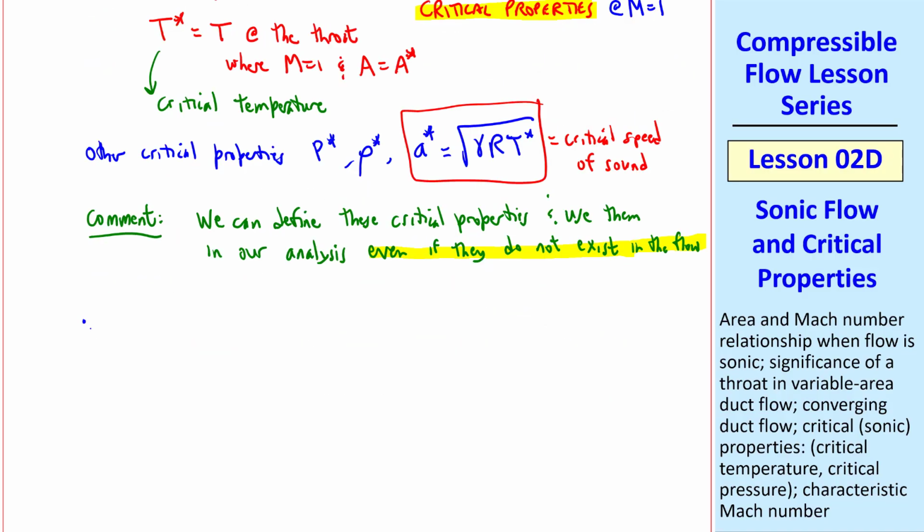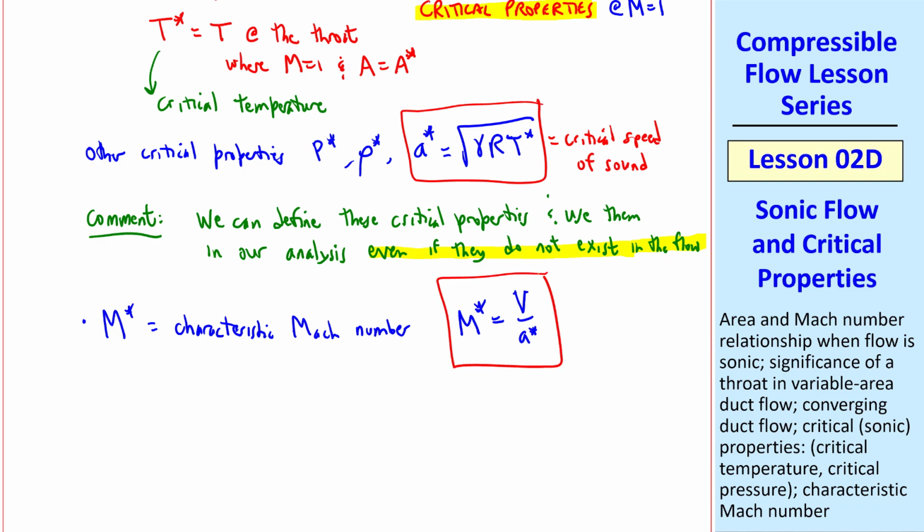Some authors also define capital M star, which they call a characteristic Mach number. M star is defined as V over A star. We don't call it a critical Mach number. The critical Mach number is 1, but this is a normal Mach number except we're using A star instead of the actual A to calculate this so-called characteristic Mach number.